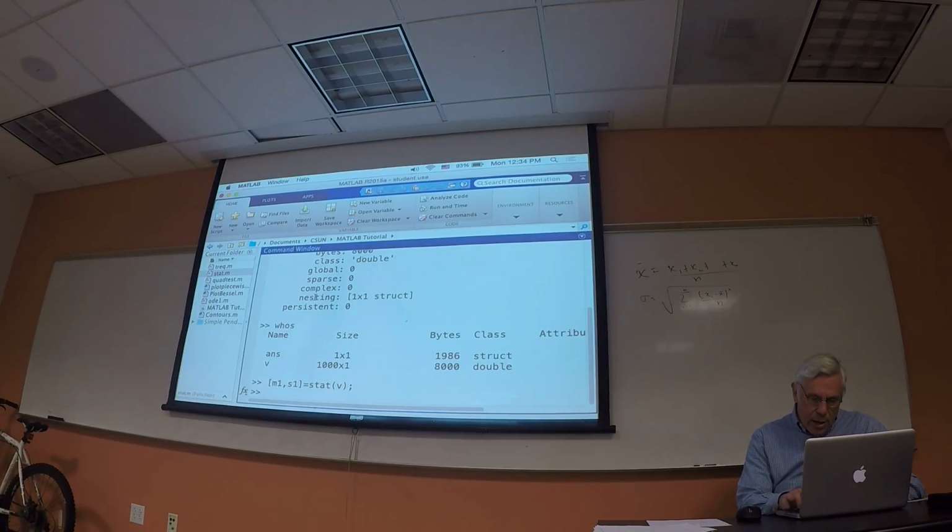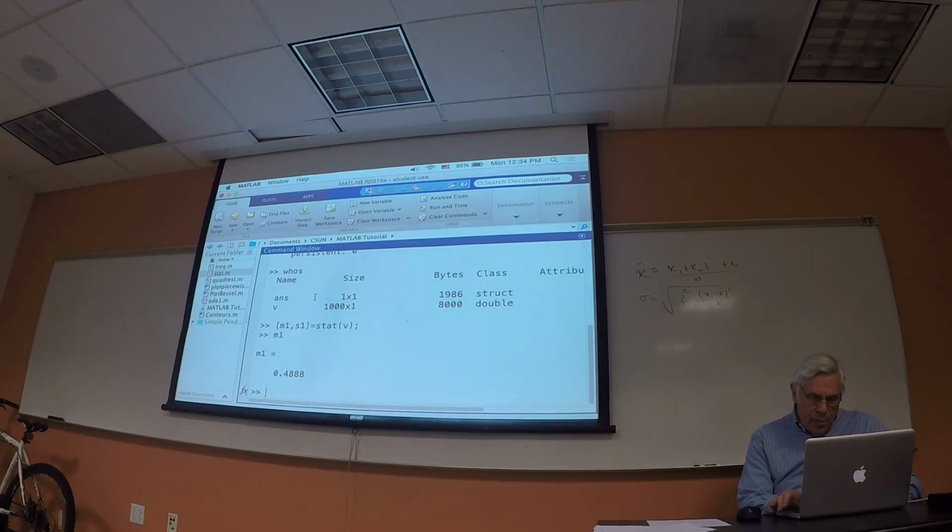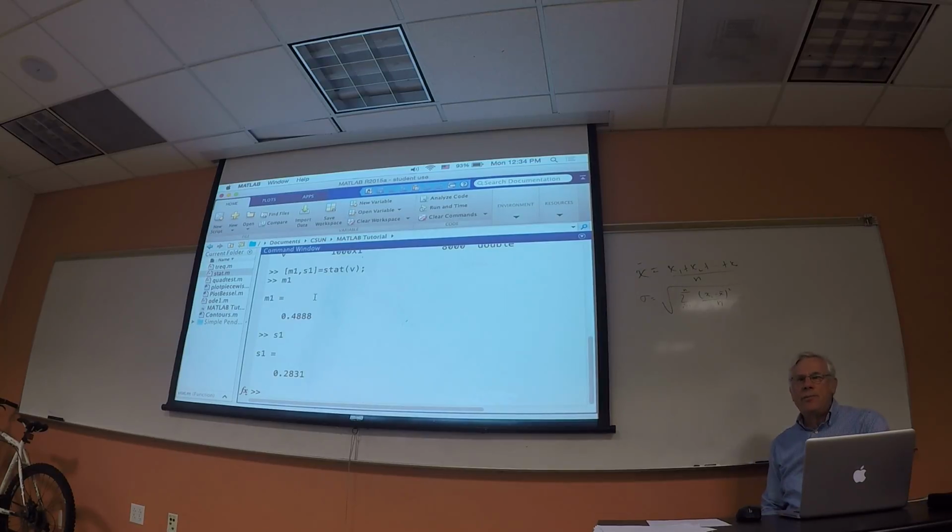Should compute it now. And what do we get for the mean? We get a mean of 0.4888 and a standard deviation, I called it S1, of 0.2831, okay. Now, as you can imagine, MATLAB has its own mean and standard deviation built in. If you look up mean, average, it'll tell you it's called MEAN. So let's let MATLAB compute the mean, and it better come out to be 0.4888, right? So we'll do mean of V, okay?